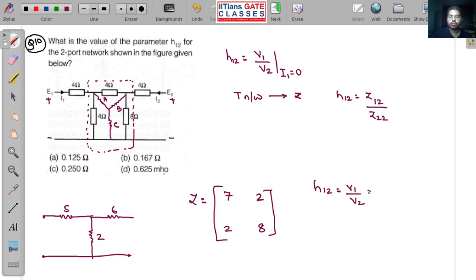V1 by V2, so that is Z12 by Z22. So that is 2 by 8, so 1 by 4, which is equal to 0.25. So 0.25 is the answer I am getting. Here they have made a mistake. It will not be ohm. Why? This is a voltage gain. Gain has no units. So option C is your correct answer.